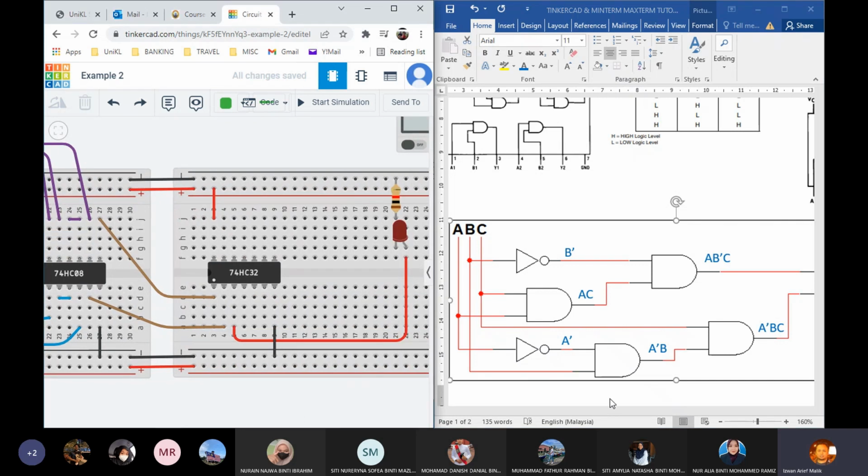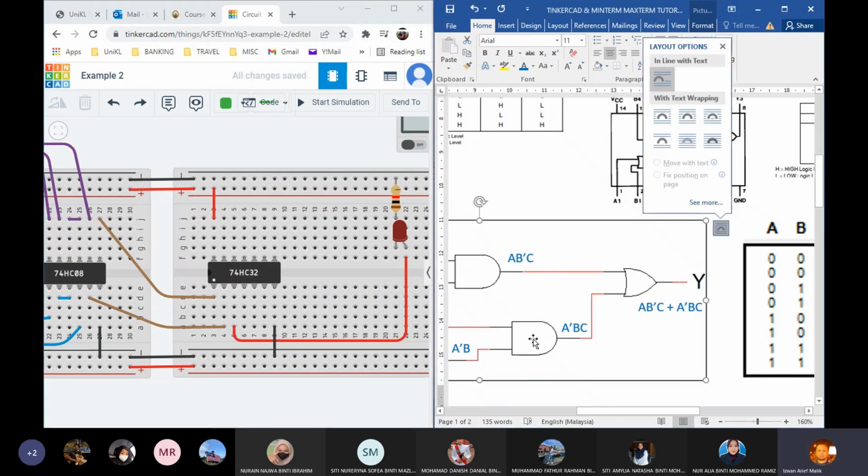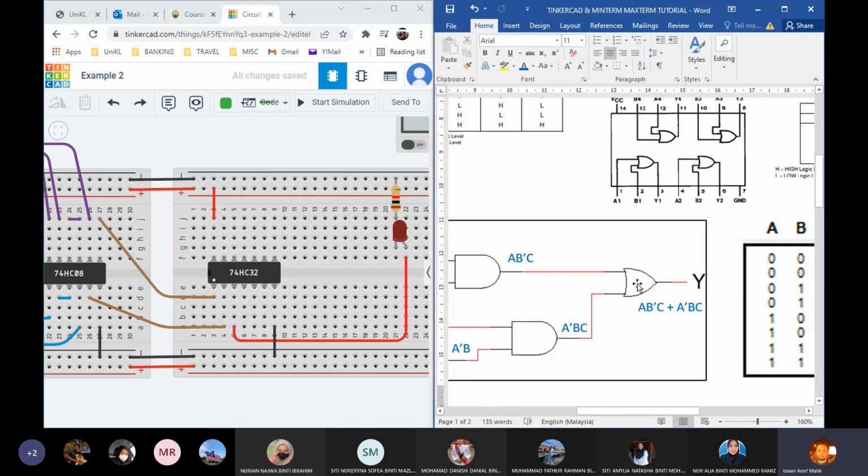Right? And then what happens? These two output of this AND gate saya connectkan kepada two input OR gates. So 74HC. So tadi output yang atas ni A, B bar C, this one. A, B bar C saya masukkan ke input 1A. And then A bar B, C saya connectkan kepada input 1B. Automatically output 1 ni akan dapat A bar B, A, B bar C plus A bar B, C dekat sini.